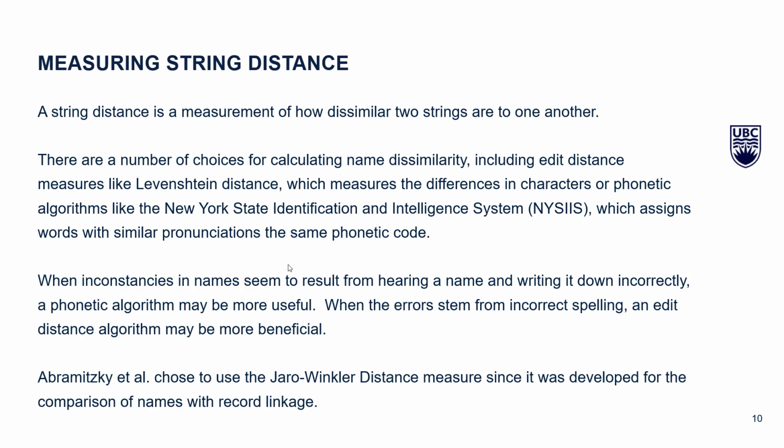To make a decision about whether or not to use an edit distance or a phonetic algorithm, there's a couple of considerations to keep in mind. When inconsistencies in names seem to result from hearing the name and writing it down incorrectly, a phonetic algorithm might be more useful in that case. And then when errors stem from incorrect spellings, an edit distance algorithm might be more beneficial. It is important to note that the two can actually be used together as well. The authors of this paper chose to use the Jaro-Winkler distance measure, which is an edit distance measure, since it was developed for the comparison of names specifically in the context of record linkage.